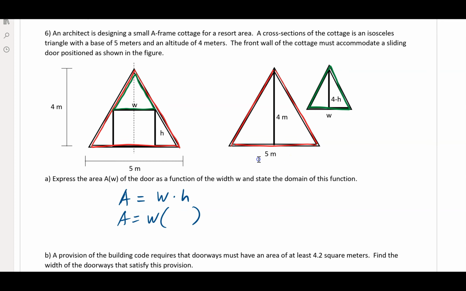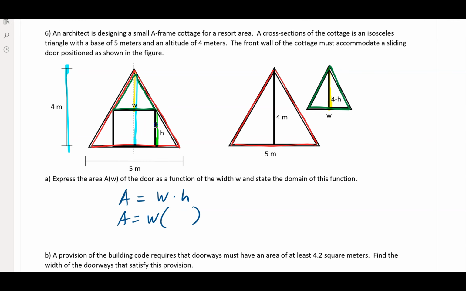So we know this big one is 5 and 4. And so the little one will be W and 4 minus H. So where do I get that from? Well, the W is pretty clear. It's the width of the door. But this right here is not as clear, so why don't we do that as a yellow highlight right there? And so where does it come from? Well, if you look, this whole height, the entire way all the way up, is 4, and this right here is H. So if we take our 4 and subtract H, we get the yellow side.